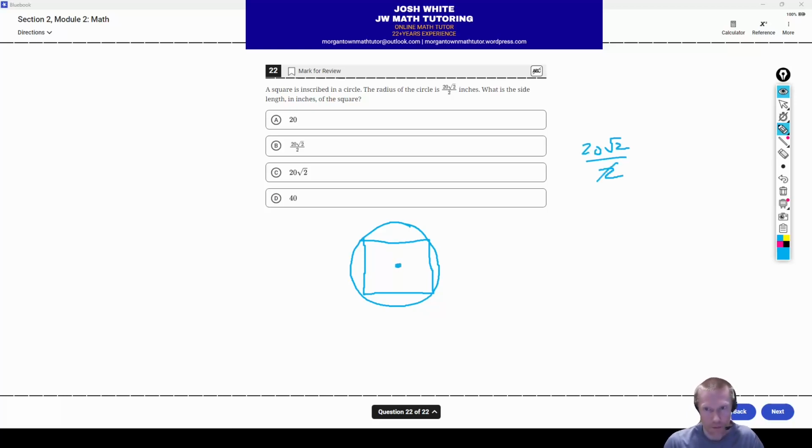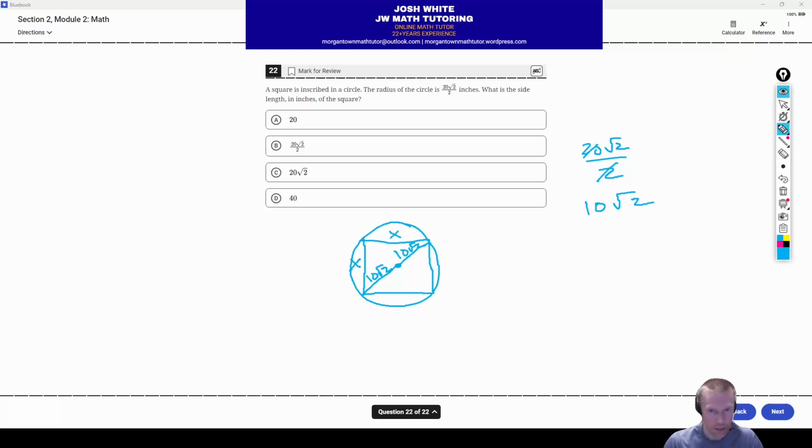So first of all, I'm going to simplify this. I'm going to divide the 2 into 20 and just make this 10 root 2. So here's a radius, 10 root 2. Here's another radius from the center, 10 root 2. Together, these make the diagonal of the square.